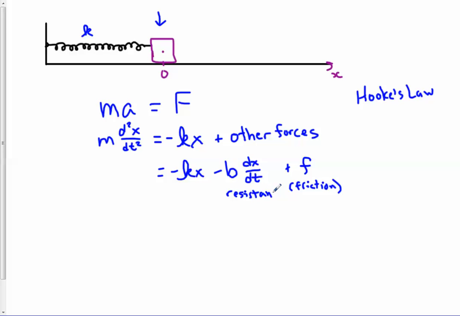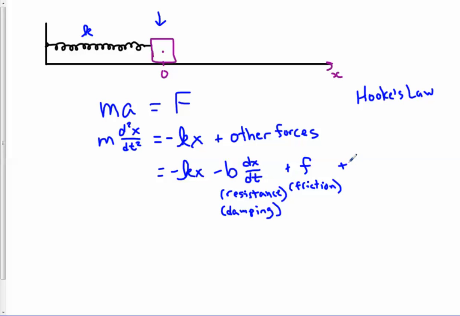Okay, so this is resistance of some sort. In this context, we're going to call it a damping force. All right, and it's a little bit different than friction. Friction is kind of a damping force as well, but friction would be constant, whereas this kind of resistance that I'm talking about would be based on speed, and so it involves the derivative of x.